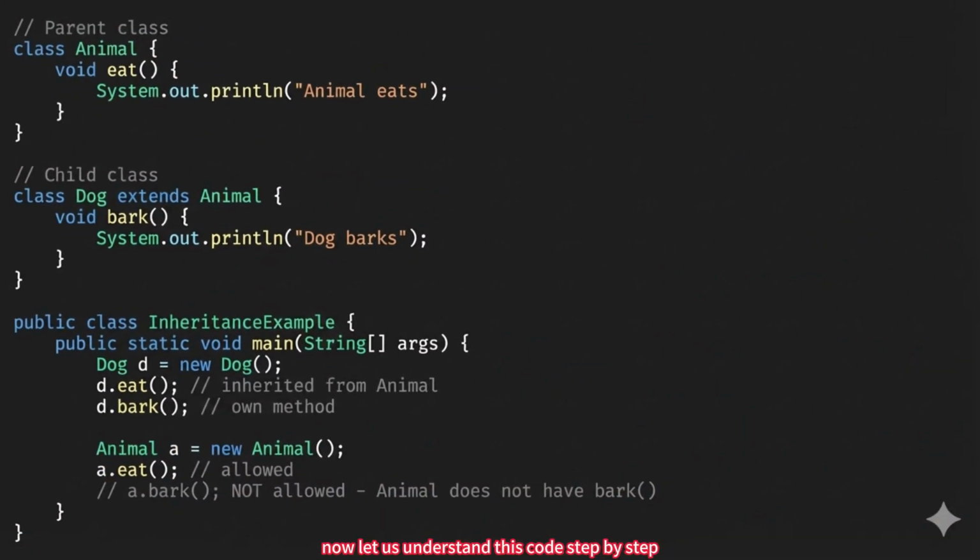Now let us understand this code step by step. First, we have a parent class named animal. Inside the animal class, we have one method called eat. This method simply prints animal eats. So this means every animal has the ability to eat. Next, we have a child class named dog. This dog class extends the animal class. Here, the extends keyword is used to inherit the animal class. Because of this, the dog class can use all public and protected methods and variables of the animal class. Private members are not accessible.